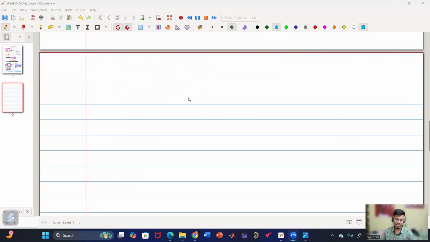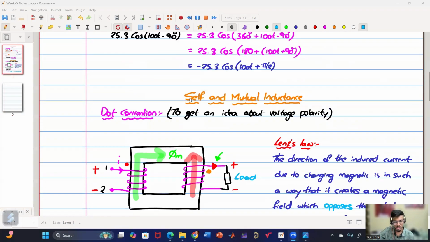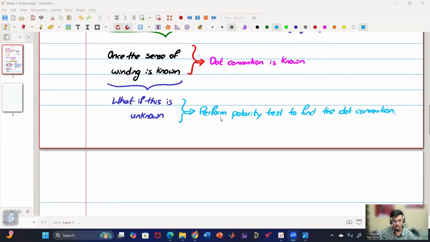So now we'll see. Till now we have seen how to get the details about the dot convention. Now the dot convention is known and there are two mutually coupled coils. So how is it needed? Basically the dot convention is needed, as I have mentioned, to get the idea of the voltage polarity. So now we are discussing the polarity of voltage in the coils.